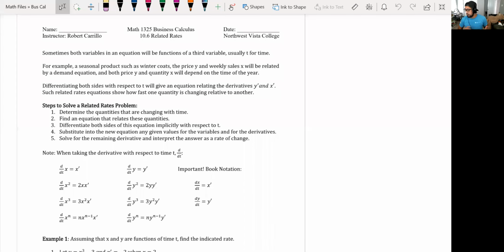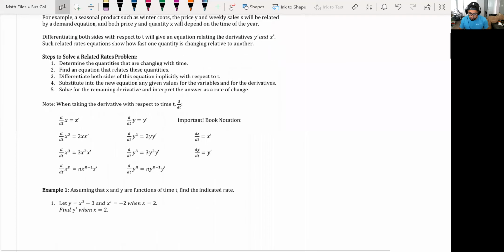Welcome everybody. This is 10.6, related rates. In the last section, 10.5, we were doing implicit differentiation with respect to x. In this section, we will be doing implicit differentiation with respect to time, because now everything is related to time. So we implicitly derive by d over dt for any equation given. Now we're going to get y primes and x primes. So that's what related rates is.